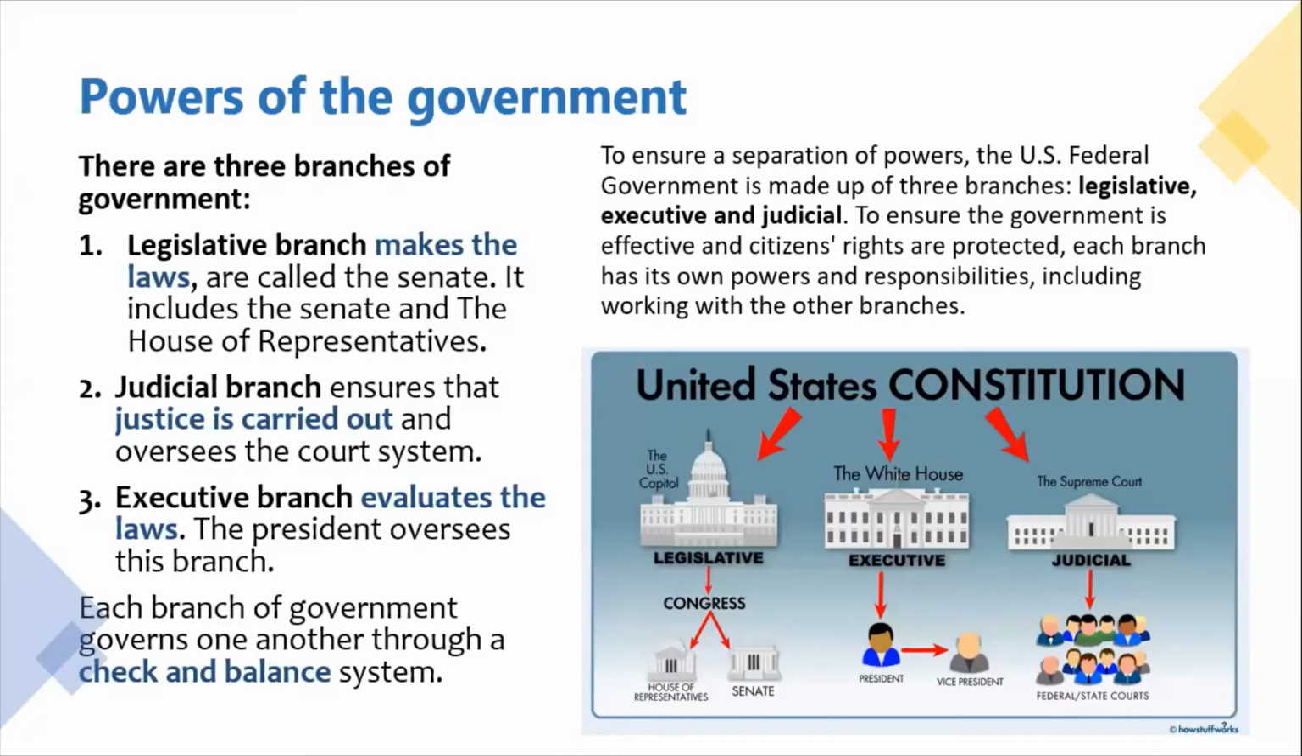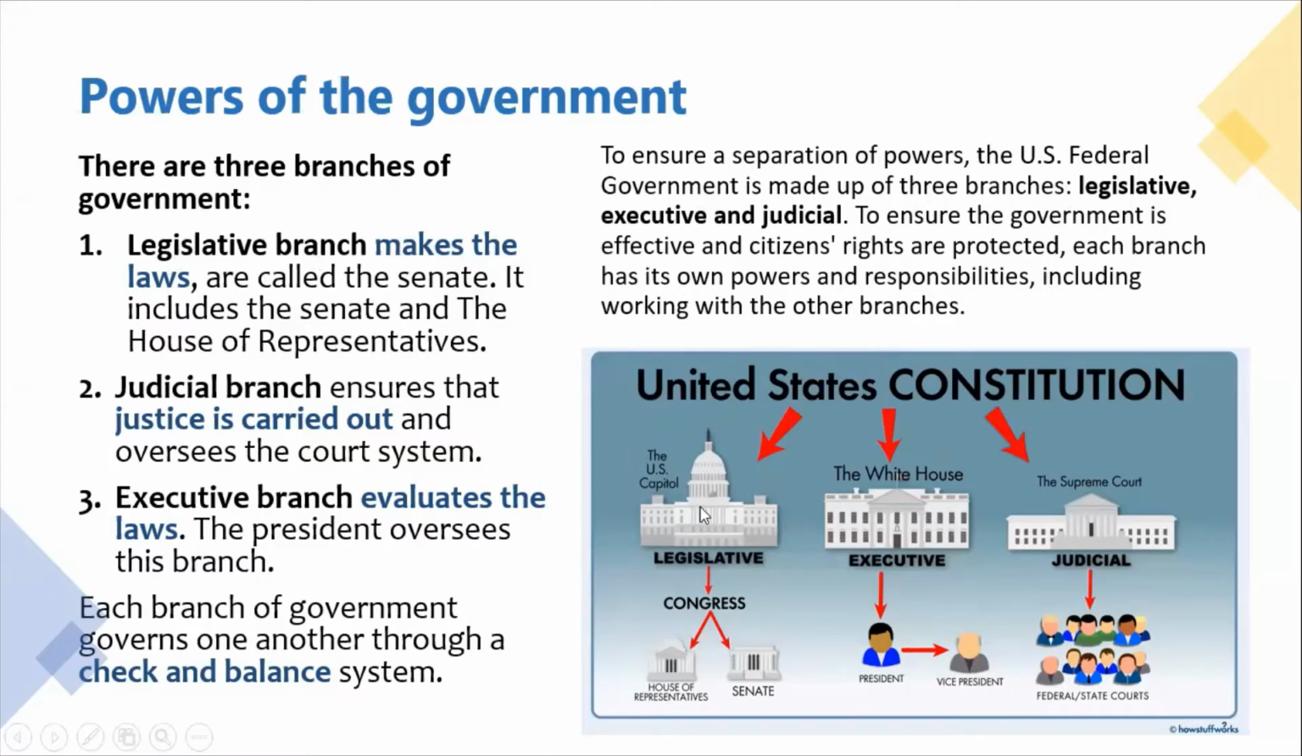To ensure a separation of powers, the US federal government is made up of 3 branches: legislative, executive, and judicial. To ensure the government is effective and citizens' rights are protected, each branch has its own powers and responsibilities, including working with the other branches. There are 3 branches of government.